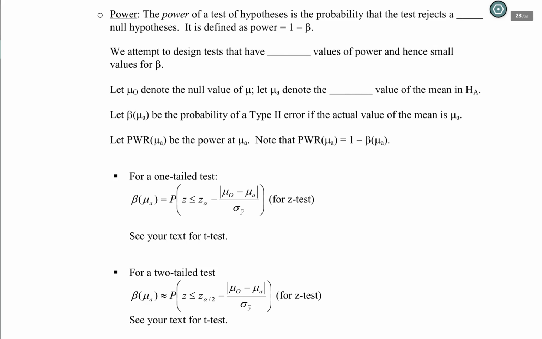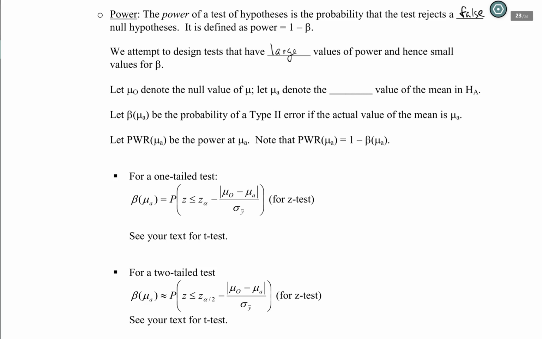The power of a test. We had talked about this briefly. The power of a test is the probability that the test rejects a false null hypothesis. And so you want this thing to be high. The power of the test is 1 minus beta. Recall, beta is the probability of a type 2 error. Now, what we do here is we attempt to design tests that have large values of power and hence small values for beta, the type 2 error rate.